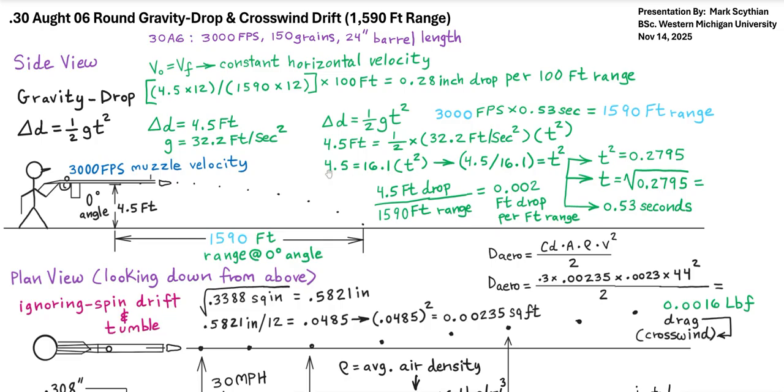So we can then divide 4.5 by 16.1, moving 16.1 to the left side, to make it equal to t squared. And then t squared will equal 0.2795. So that means the square root of 0.2795 is equal to t. So it takes 0.53 seconds for this bullet to drop and hit the ground.